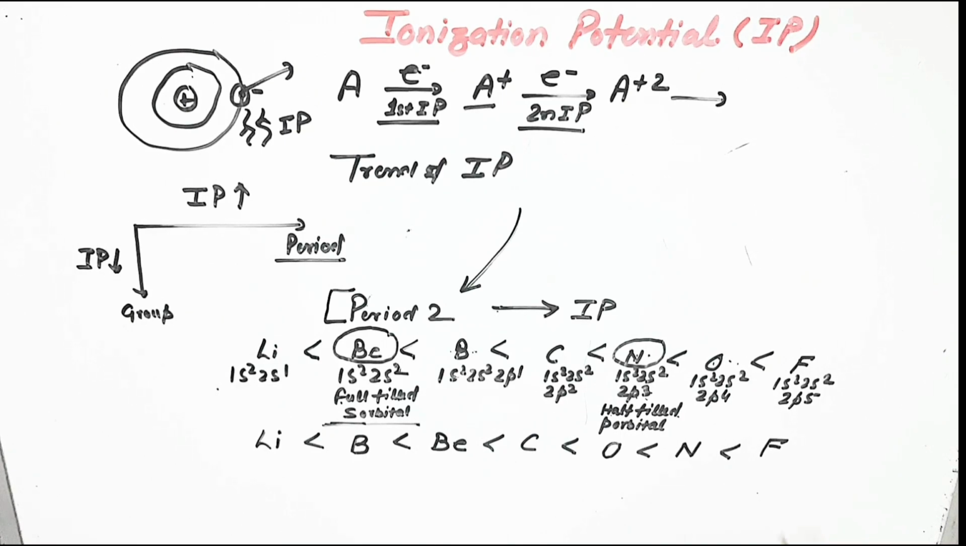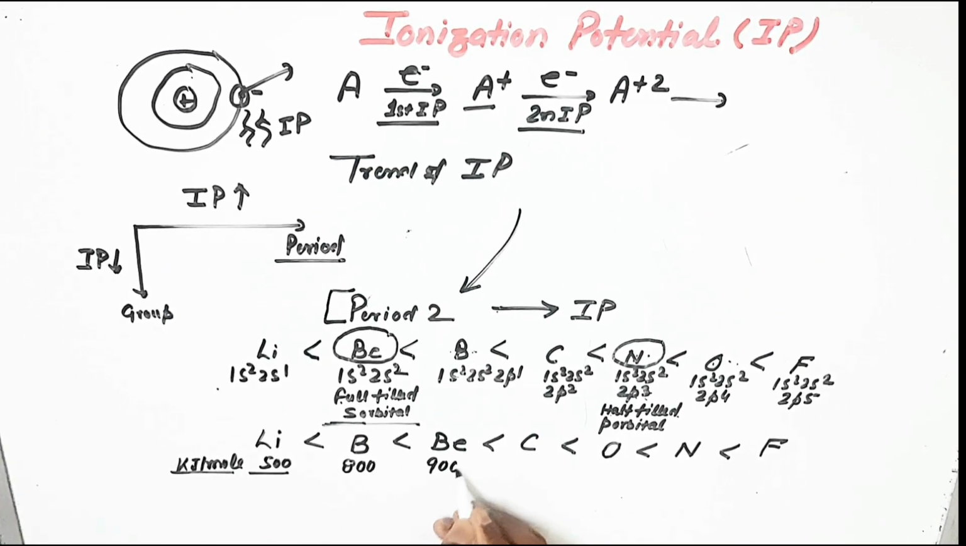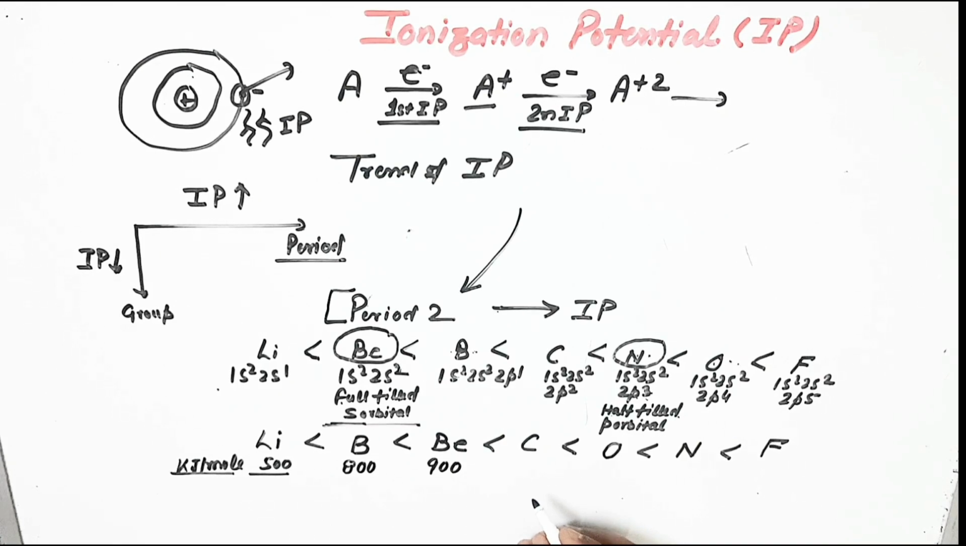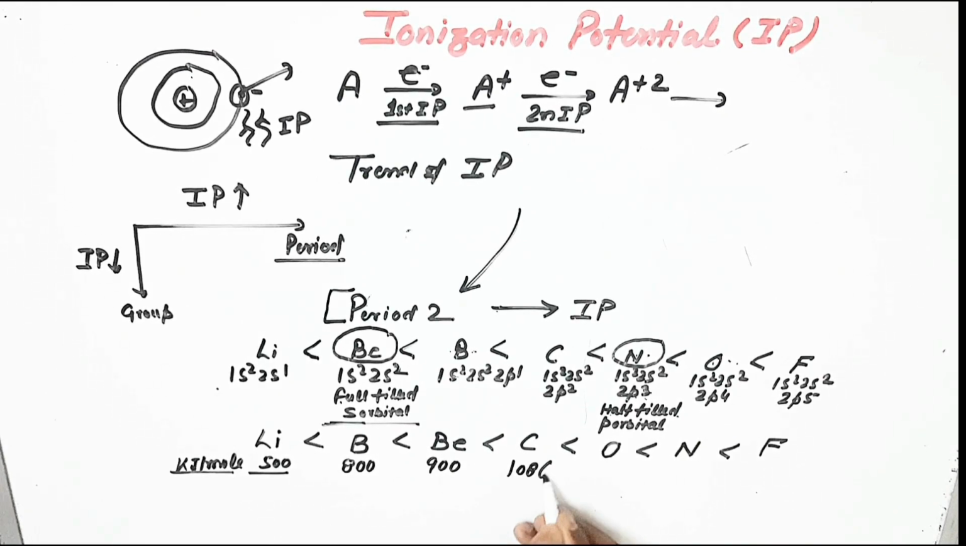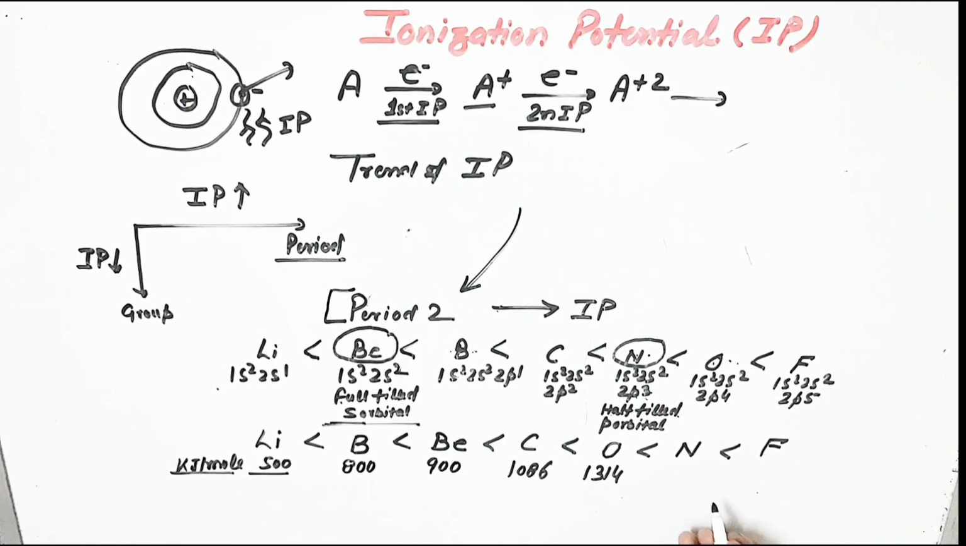This is the order. If you see the exact practical values, this is in kilojoule per mole. The exact measured values are 500 kilojoule per mole IP value for lithium, then 800 for boron, then 900 for beryllium, then for carbon it is 1086, then for oxygen it is 1314, for nitrogen it is 1403, and for fluorine it is 1681.